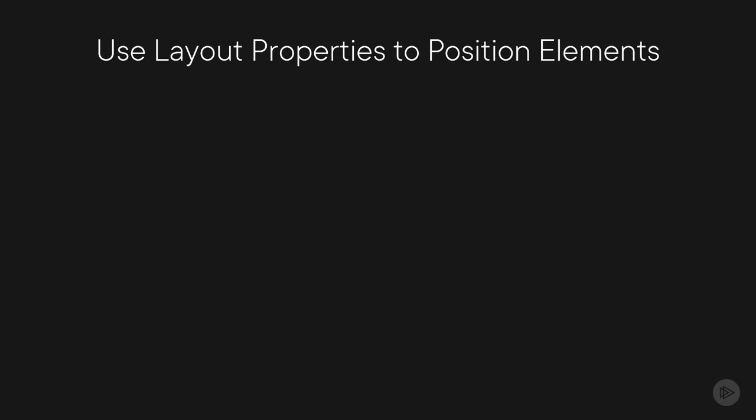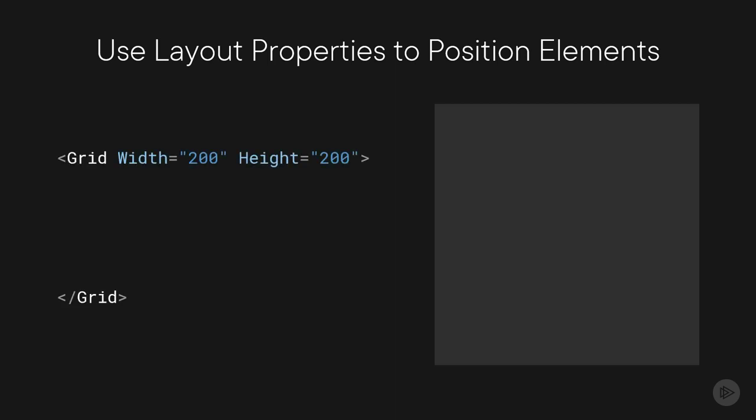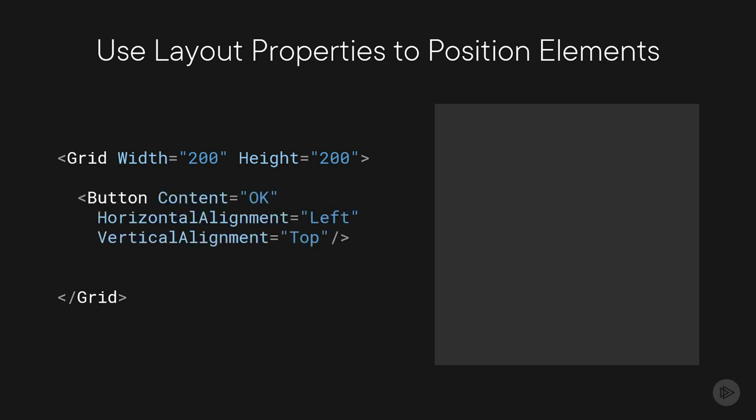You learned in the previous clips that you can use layout panels to position your elements. In addition, you can set layout properties on your elements to position them within the space that the layout panel gives them. Let's take here a grid as an example that has a width and a height of 200 pixels. I put a button into this grid. As you can see, the horizontal alignment property is set to left and the vertical alignment property is set to top. This means that the button is displayed by default in the top left corner of the grid.